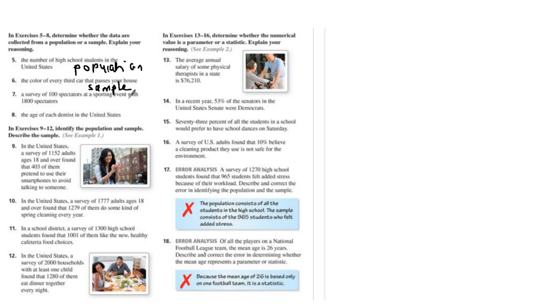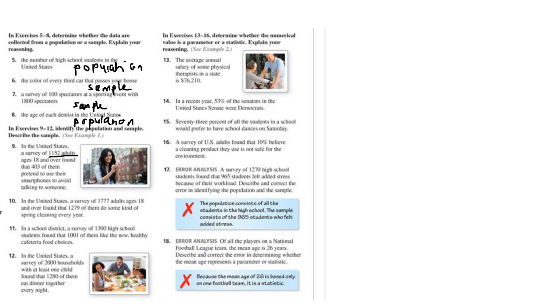Survey of 100 spectators at a sporting event with 1,800 spectators. Sample. Age of each dentist in the United States. Population. Okay, in 9 through 12, identify the population and sample, and describe the sample.